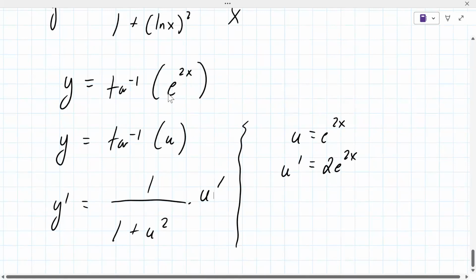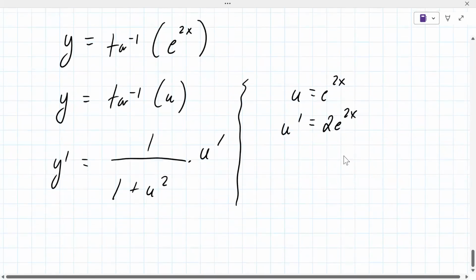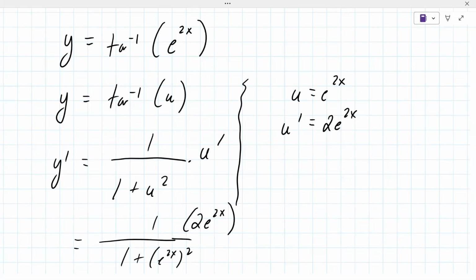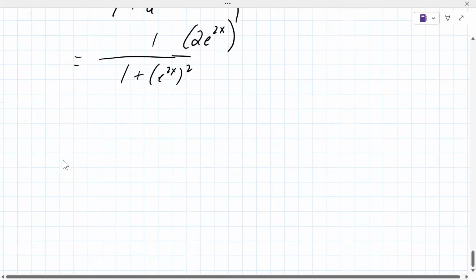The u is everything inside parentheses. The u prime is off to the side. So this is 1 over 1 plus e to the 2x squared, times 2e to the 2x, like that. Any questions before I give you one to try? I don't think so. Okay, so let me give you one here.